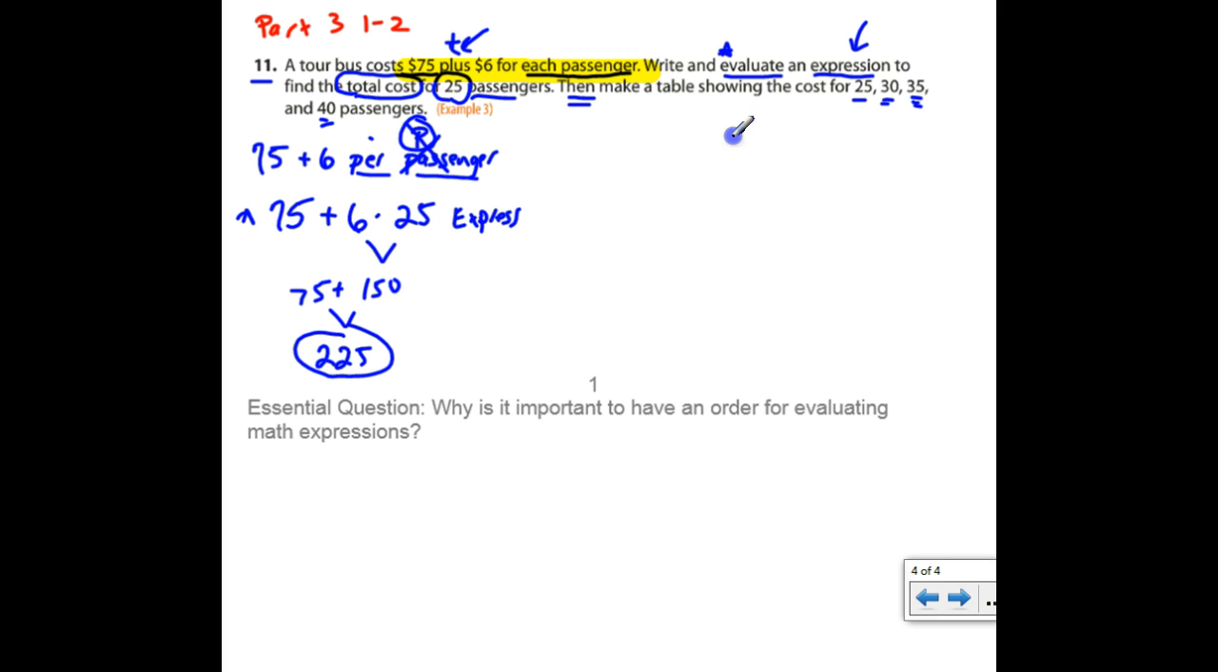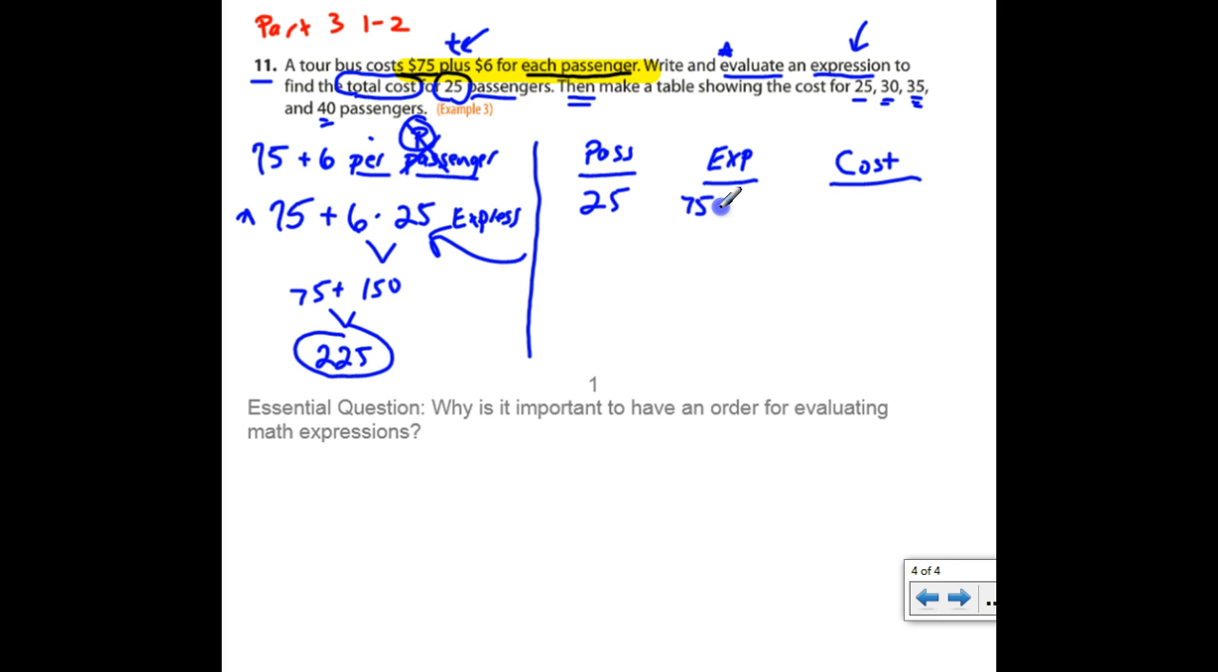Okay, and then it says make a table to show the cost for 25, 30, 35, and 40. So let's do the table over here. Say passengers, I'll just say pass. The expression goes here, say EXP. And the total cost, I'll just say cost over here. And I'll help you out with the math on this one. Well, we just did 25 passengers over here, and the expression was 75 plus 6 times 25. The total cost was $225.